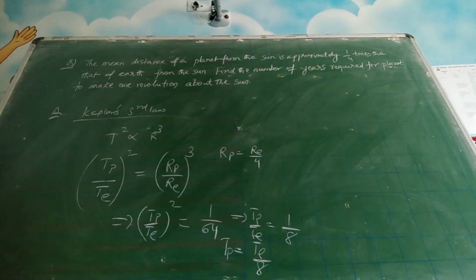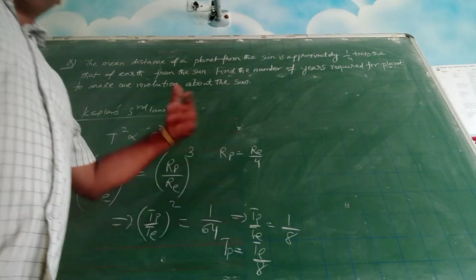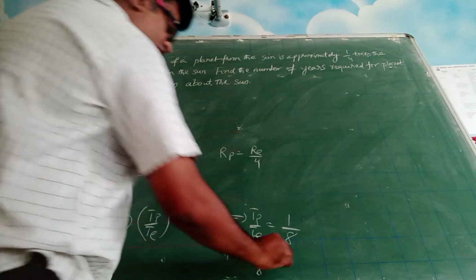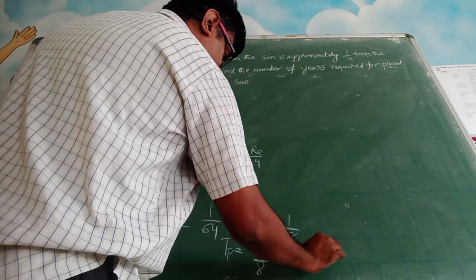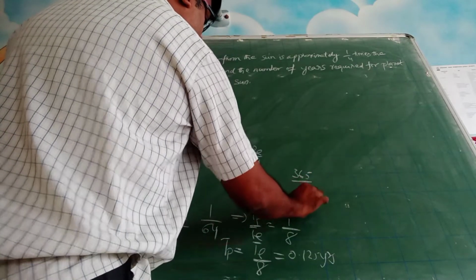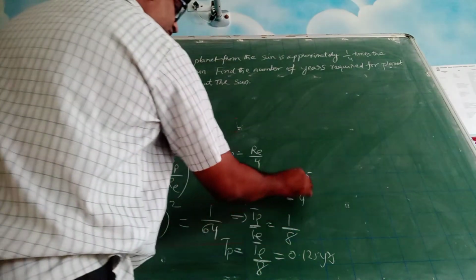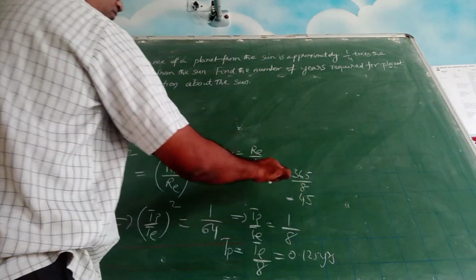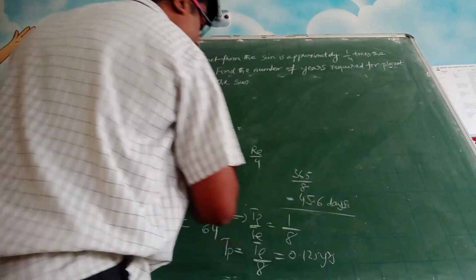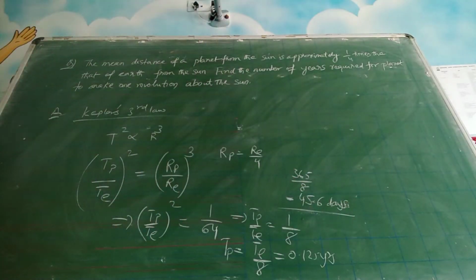If Te you count in terms of years, so Te is 1 year, because Earth takes 1 year to revolve around the Sun, it will be 1/8 years. So 0.125 years. Or 365 days if you call, divided by 8. 8 4s are 32, 45, 40, 50, means 45.6 days approximately. Alright?